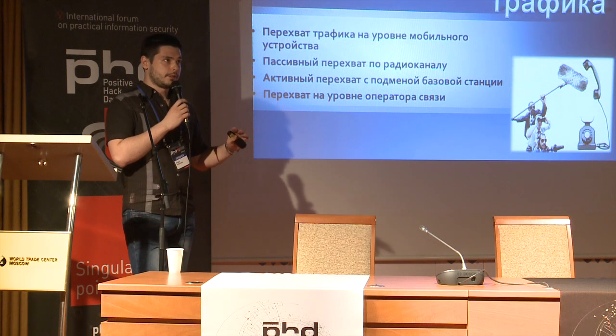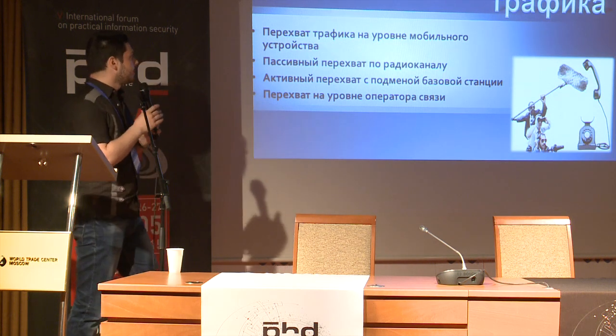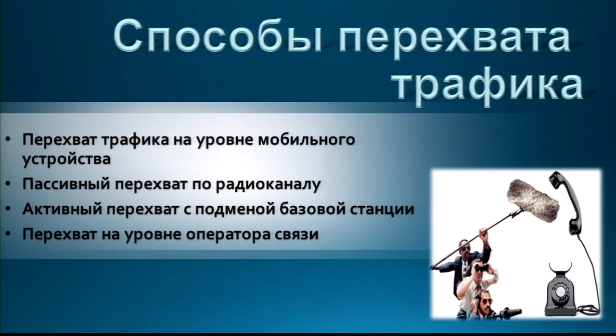So I'll show you 4 categories of how it is possible to intercept traffic. The first one is traffic interception on the level of the mobile device. It's the cheapest and most common way of traffic interception, when you install specialized software on your mobile phone, and afterward this software can easily record everything that you type on the keyboard, your calls and SMS messages.